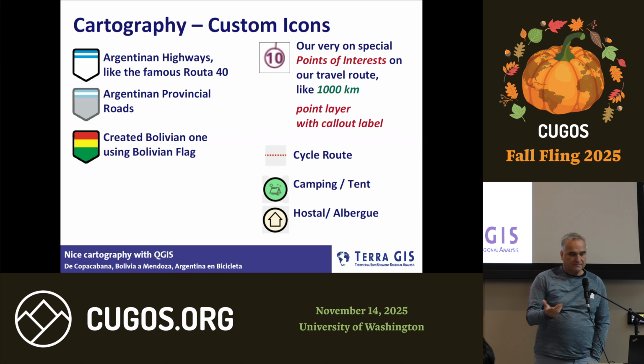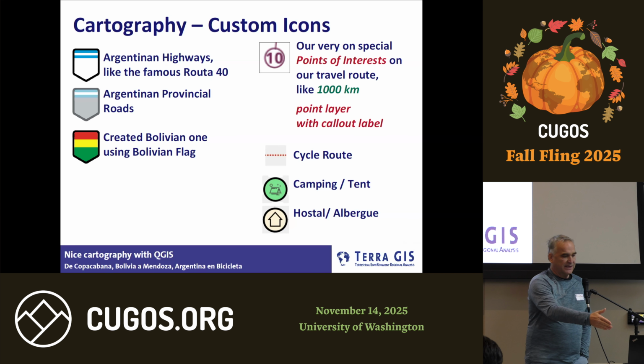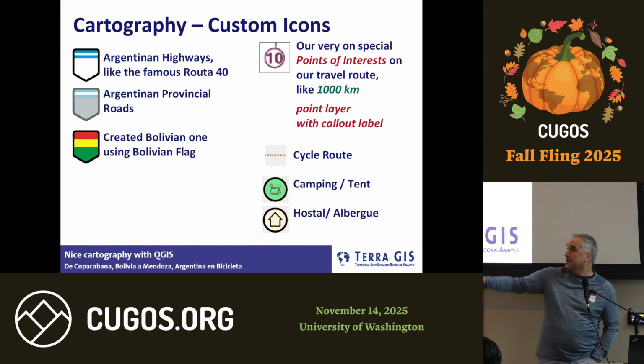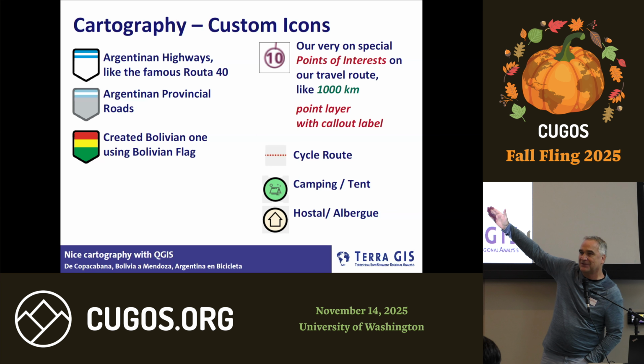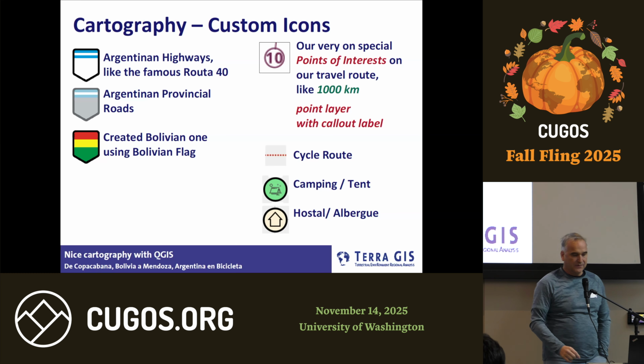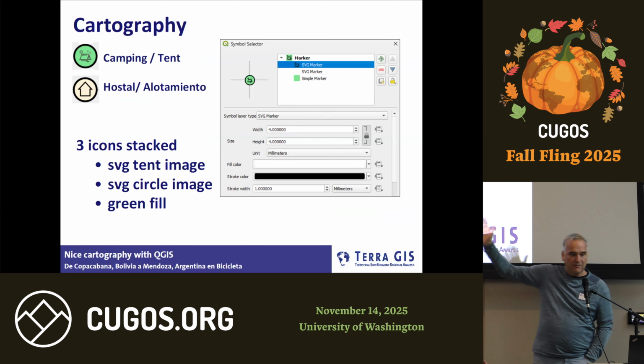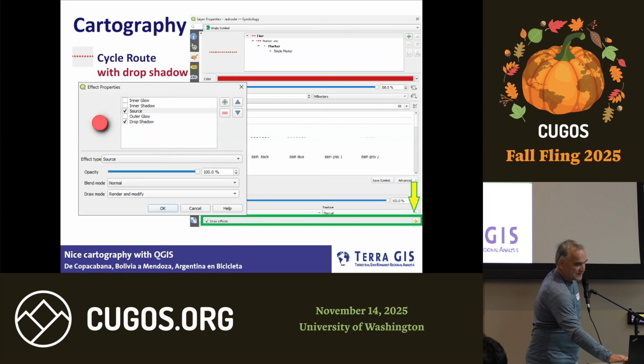And then I use just some simple things. The cycle route is just points with a drop shadow, and then our stages, like the days where we stayed. I had a camping sign, the green with a tent and the stars above it. And then there's also the house when we were in some hostel. And those are just stacked SVG files. So basically there are stacked labels: 2 SVG images, 1 tent, 1 circle, and a green fill, and that's how that is. So I'm going from the simple to the more complex.